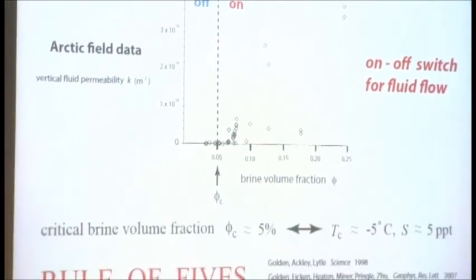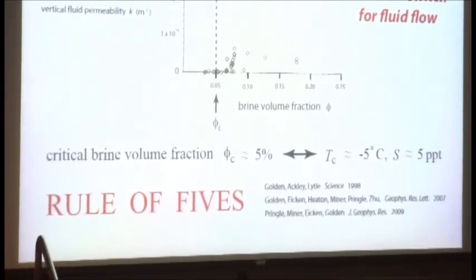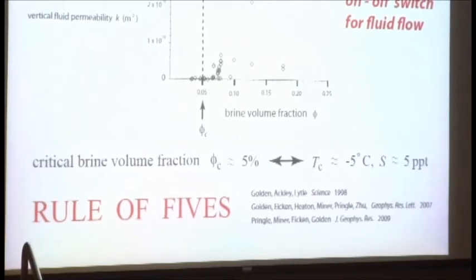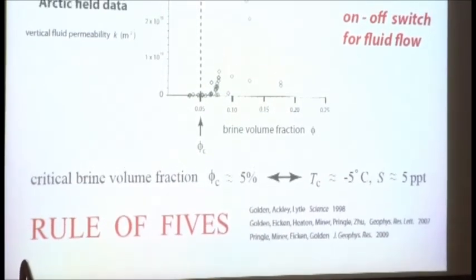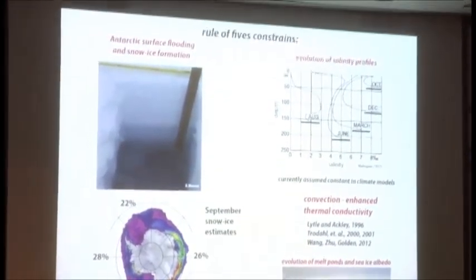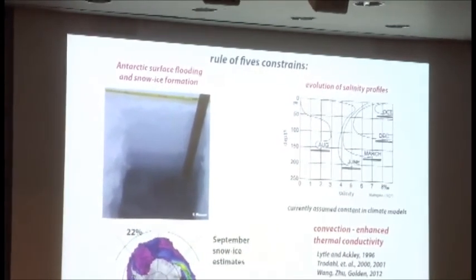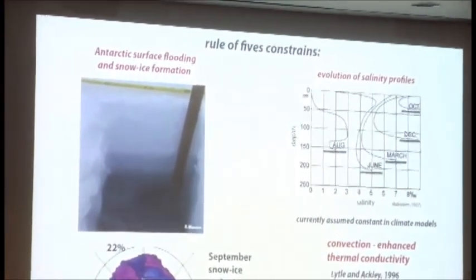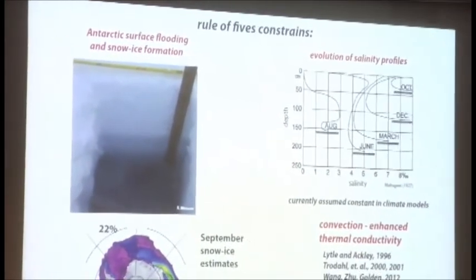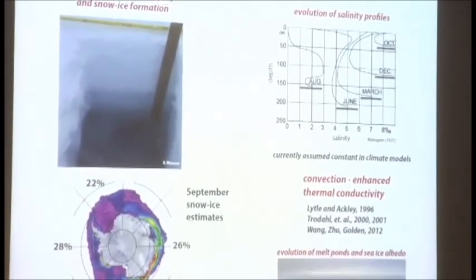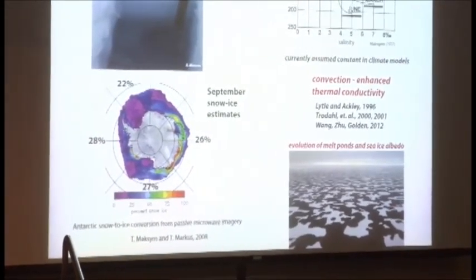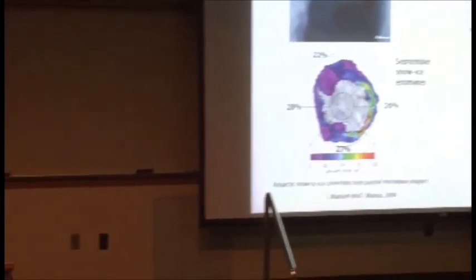Now, it turns out, by coincidence, that this critical brine volume fraction of about 5% corresponds to a critical temperature of -5 C for a typical bulk salinity of 5 parts per thousand. Hence, this has become known as the rule of fives. This rule of fives controls a lot of very important processes. One of the key ones in the Antarctic is called snow ice formation, where seawater percolates up and floods the surface, makes it all slushy, and then that slushy mix freezes into new sea ice, rather than classic sea ice formation of just freezing in the downward direction. This accounts for about 25% of the ice produced in the Antarctic. So this is a very important process.